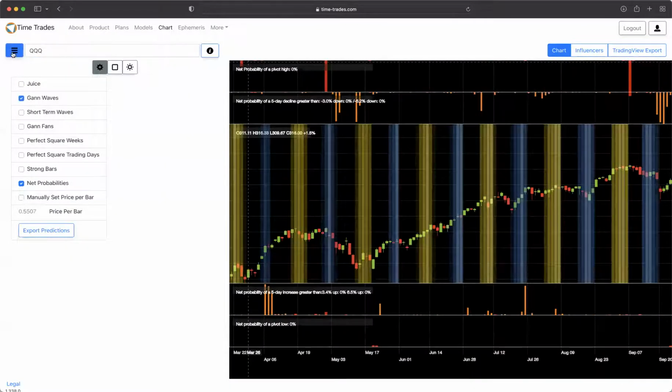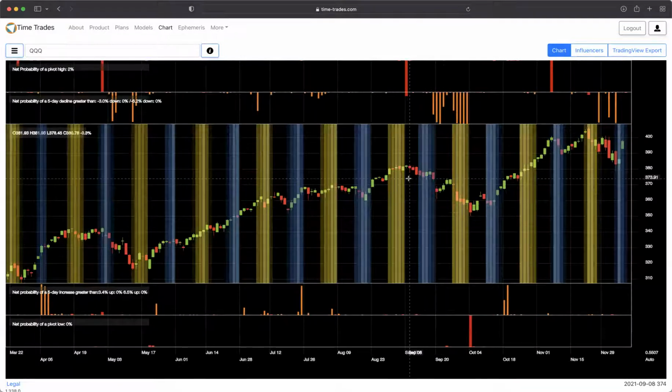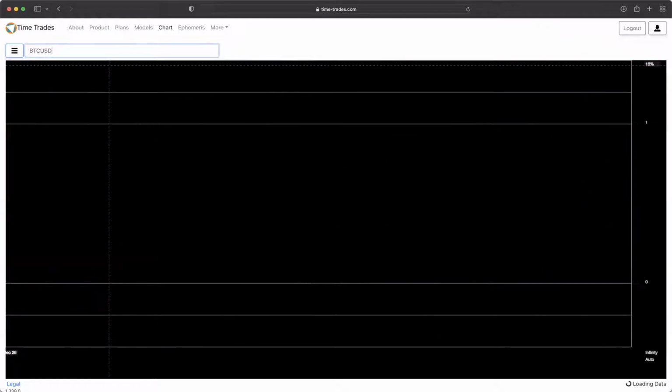Let's take a look at Gan Waves now. Gan Waves are natural cycles that also tend to correlate with price. And again, I'm displaying these here so that you can use your neural network, your own brain, to identify any patterns in the Gan Waves that correlate with price. Probably the best example of this is with Bitcoin. Let's take a look at Bitcoin.